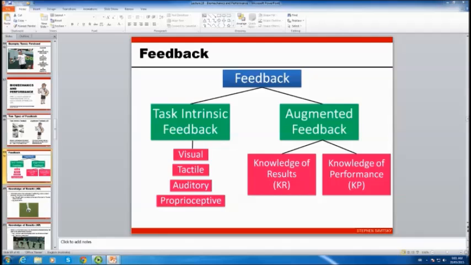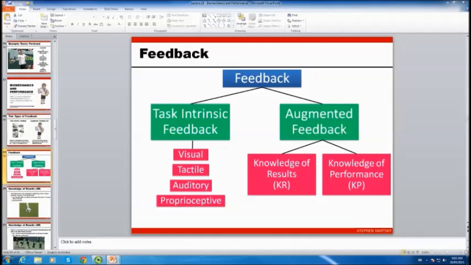We know there's augmented feedback, but there are two types. What we call knowledge of results and knowledge of performance. Have we heard these terms before? So yes, second years have, first years, no, okay. Good concept to understand. Quite basic, but important.